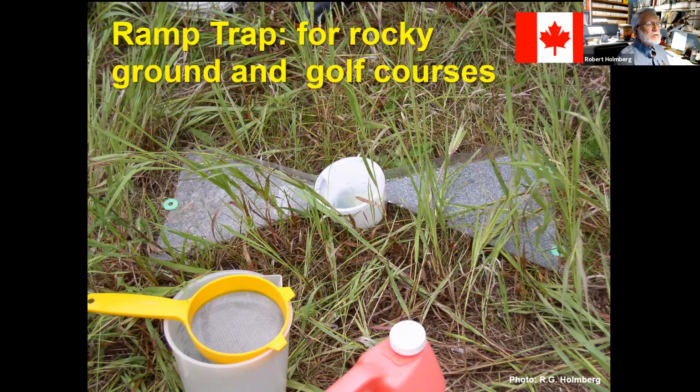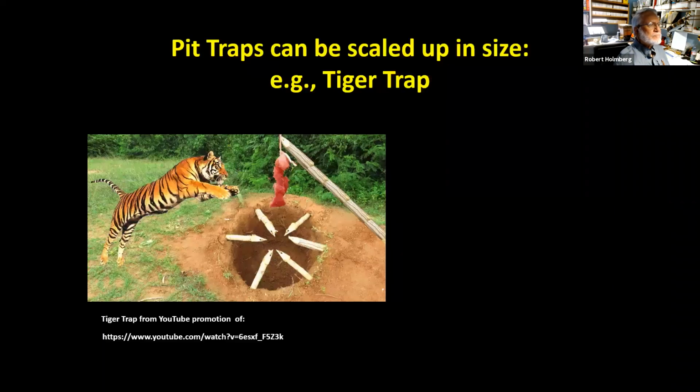So here's a modification of a pit trap. This is called a ramp trap. It's a Canadian invention, and it just has two ramps that allow organisms to move into the pit trap and fall in. And this is often used in rocky ground or in places where you don't want to disturb the vegetation, such as in a golf course. And I was quite surprised that these things actually work. And even earthworms will crawl up that space and fall into these pit traps.